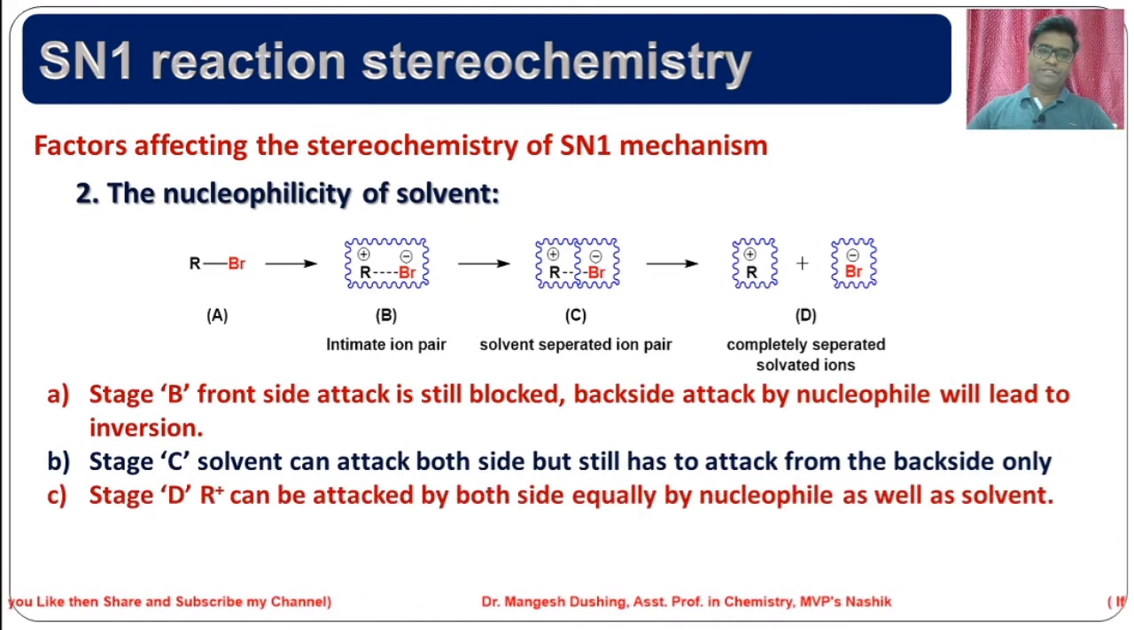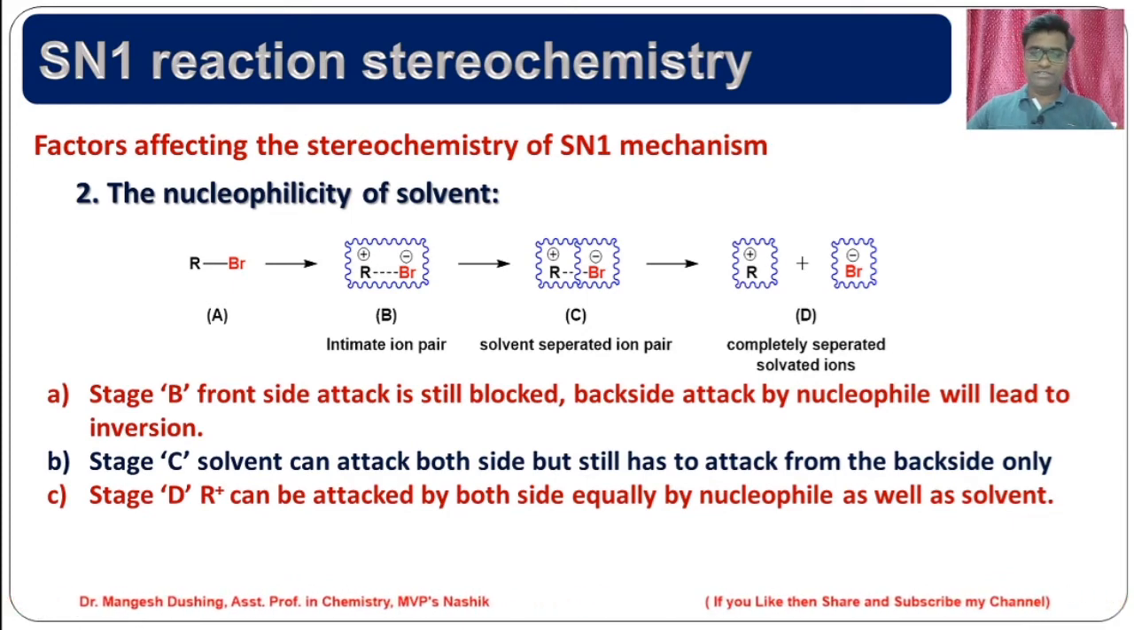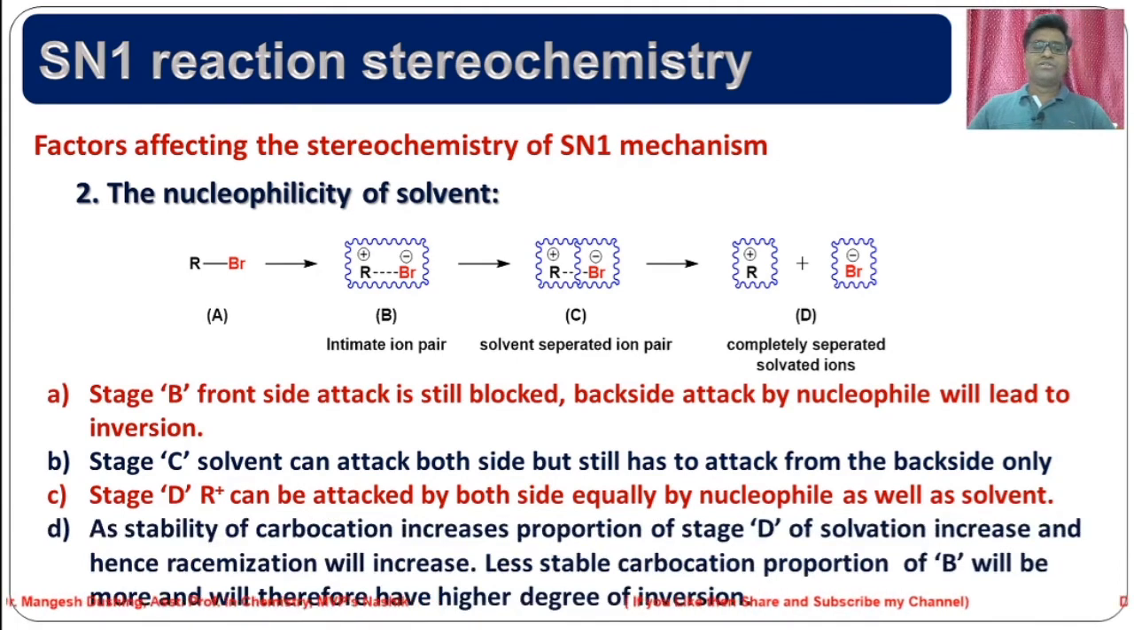In case of D, now in this case, R plus can be attacked from both sides equally, by the nucleophile as well as the solvent. So as the stability of the carbocation increases, the proportion of stage D of solvation increases, and hence racemization will increase.